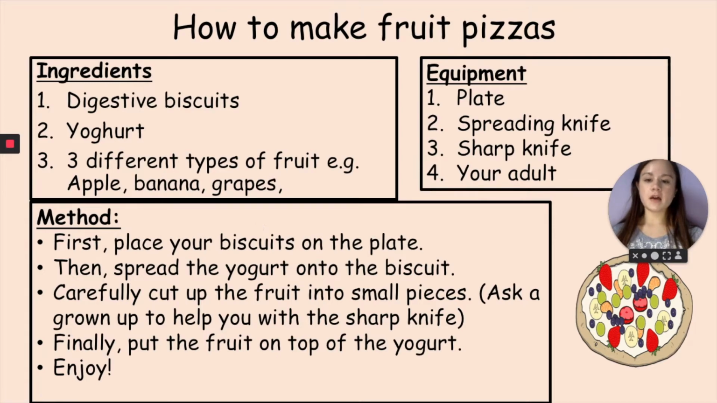First, place your biscuits on a plate. Then spread the yogurt onto the biscuit. Carefully cut up the fruit into small pieces. Ask a grown-up to help you with the sharp knife. Finally, put the fruit on top of the yogurt and enjoy.